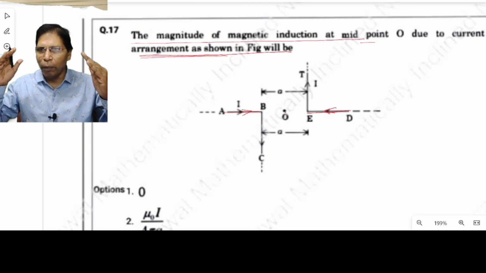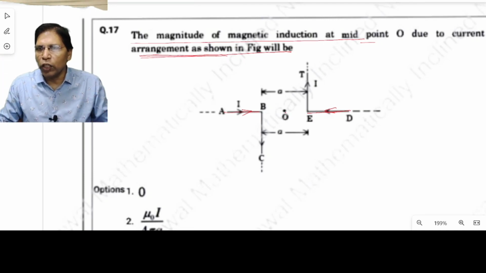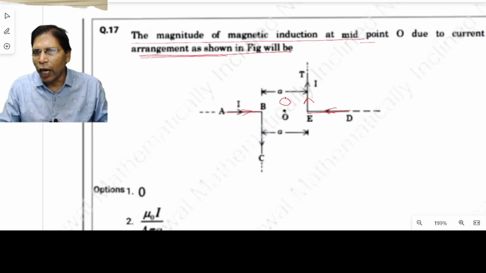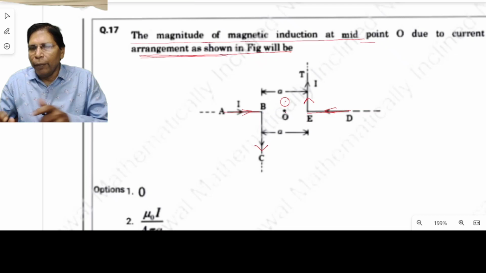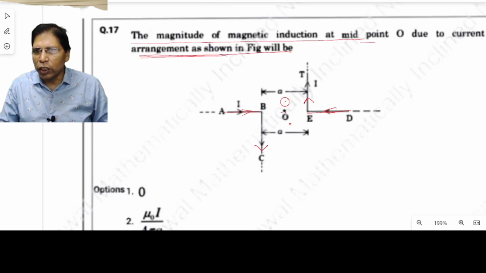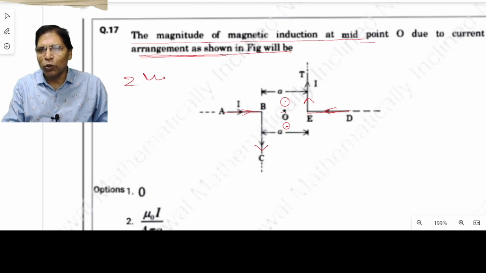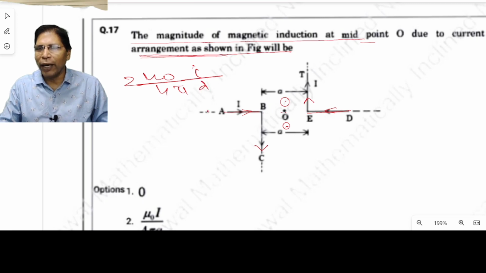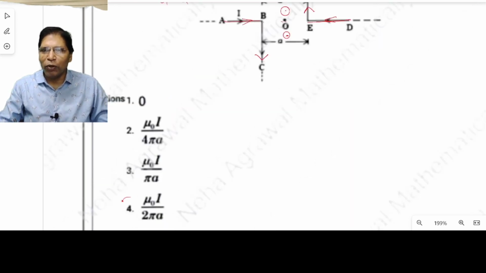Okay, the magnetic field produced is due to the BE and ET. Now look at this, due to this current the magnetic field is directed in the upward direction, and due to this current the magnetic field at O is also directed in the upward direction. So this is added. So look at this, 2 into mu naught by 4 pi I by the distance is the magnetic field. Option 4 is correct.